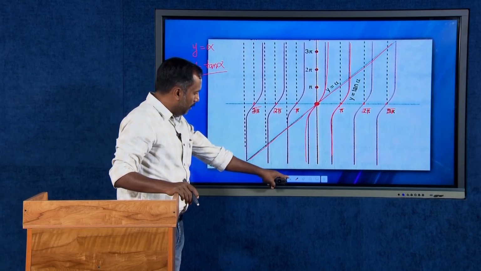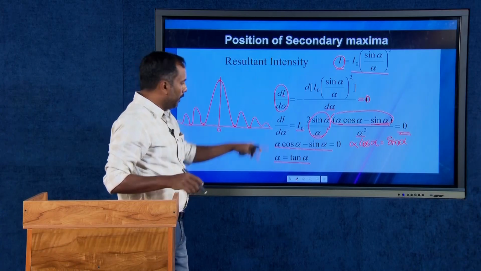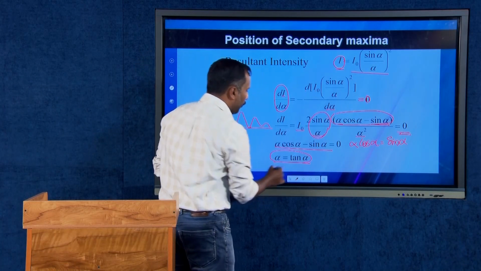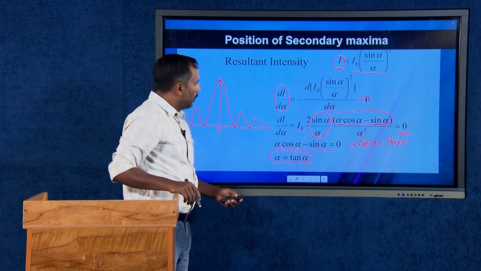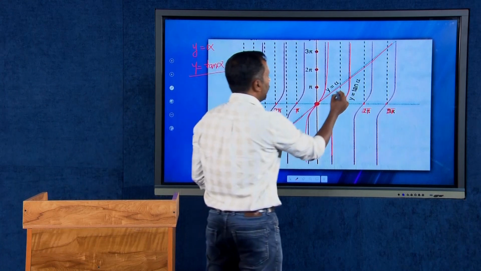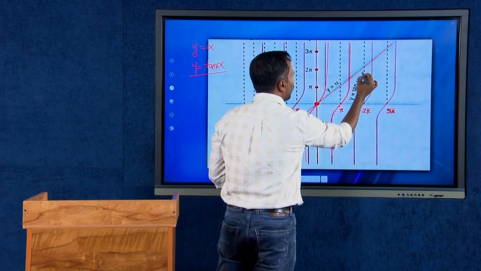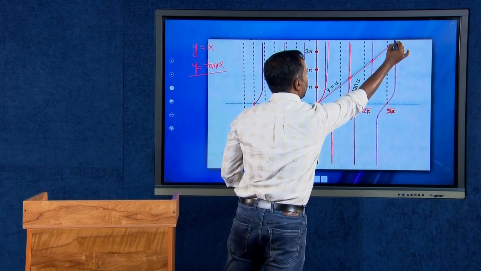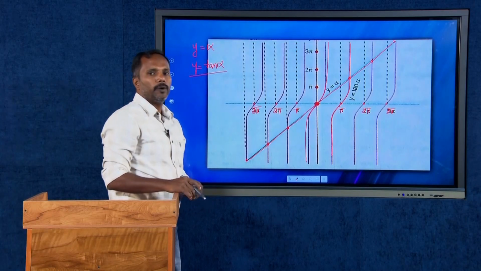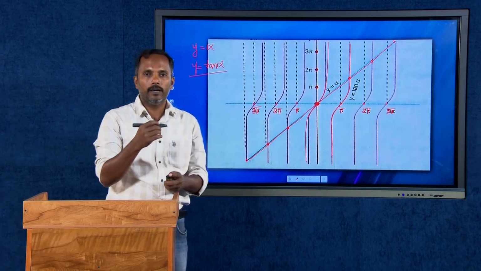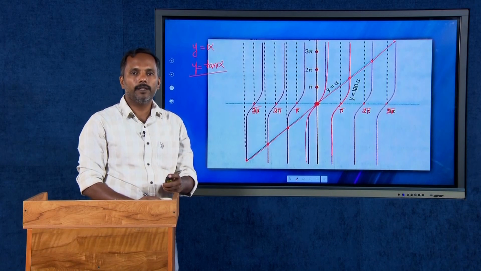Now, we know from the last slide that the position of the secondary maxima will be formed when alpha is equal to tan alpha. That means wherever these two graphs intersect, here it is intersecting, here both graphs are intersecting, here it is intersecting, here it is intersecting. So, these are the intersecting points. At these intersecting points we will be getting the condition for the formation of the secondary maxima.